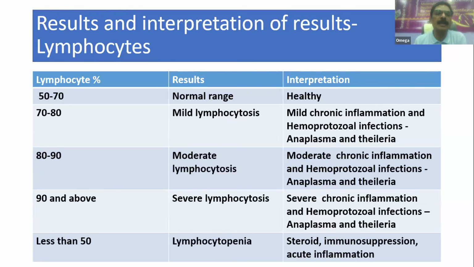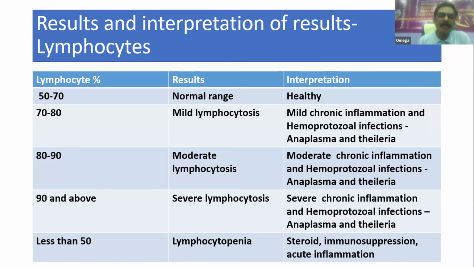Then lymphocytes: 50 to 70 is the normal range, 70 to 80 mild lymphocytosis, 80 to 90 moderate, and 90 and above severe lymphocytosis. Here, in contrast to neutrophilia, we get chronic inflammation, hemoprotozoal infection like anaplasma, theileria; moderate to chronic inflammation, and again hemoprotozoal infections and theileria. Severe or long-standing chronic inflammation and hemoprotozoal infections are indicated in case of severe lymphocytosis.